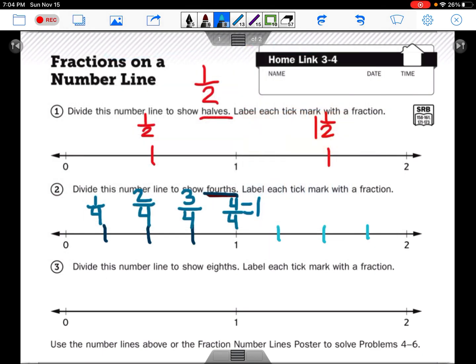So let's go ahead and label this one 1 and 1/4, 1 and 2/4, and 1 and 3/4. Now what is the same thing as 2? We can name that one as 8/4. Or you can name it as 1 and 4/4, because both of those equal 2.